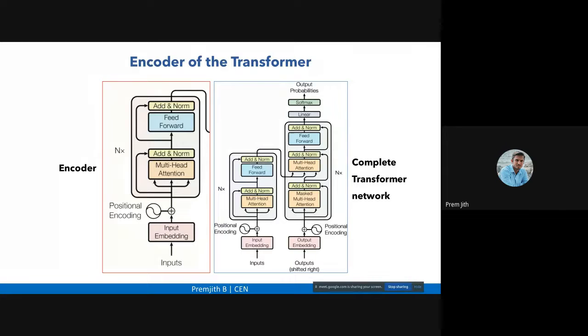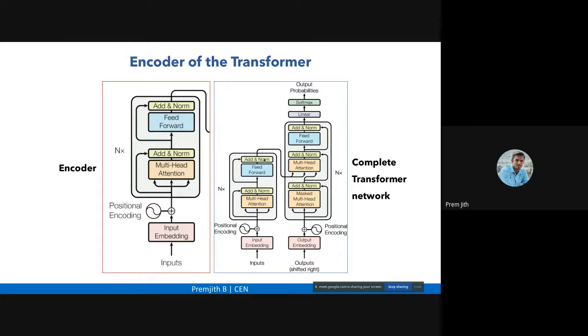Then the term Nx means n times. In transformer networks you can keep n number of such blocks. That is a hyperparameter associated with this particular transformer network. So it is not mandatory that you keep only one encoder in the network. You can have n number of encoders. Similarly, you can also have n number of decoders.